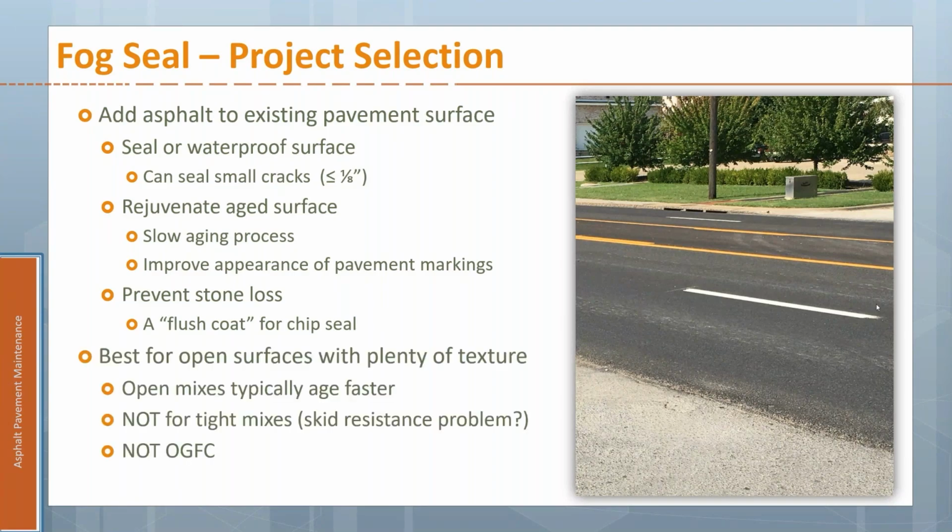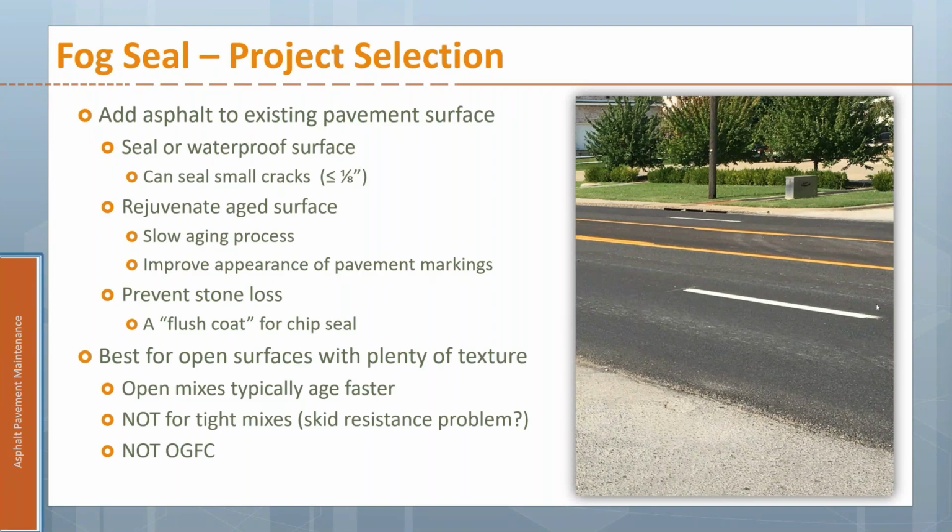Now, the best case scenario is that we use a fog seal on a surface that's got plenty of texture. And I'll tell you why. Mainly because if you don't have enough texture and you put a coating of oil on it, you're just going to make the road slick. So we have some skid problems, skid resistance issues. If you have a really, really tight, closed surface and there's not much texture, there's nowhere for that oil to go. So make sure that your surface does have plenty of texture.